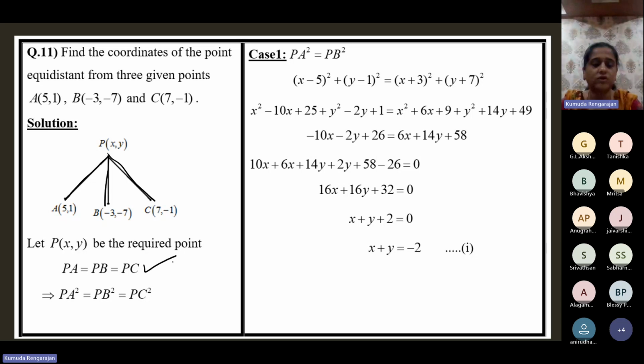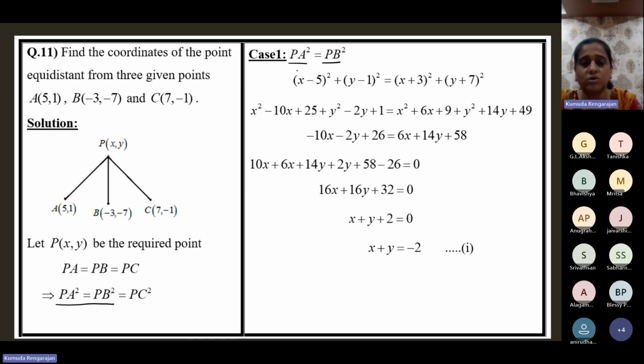So PA is equal to PB is equal to PC because the point P is equidistant from A, B, and C. Which also means PA square is equal to PB square is equal to PC square. If A is equal to B is equal to C, then A square is equal to B square is equal to C square. Take up the first case: PA square is equal to PB square.